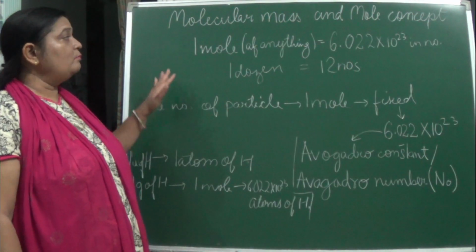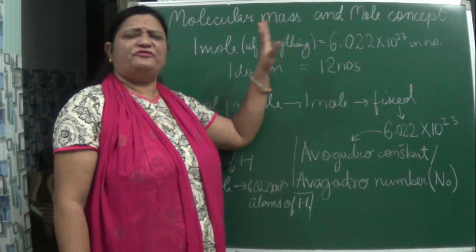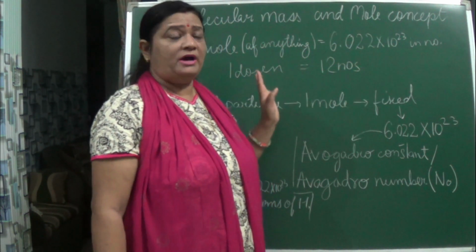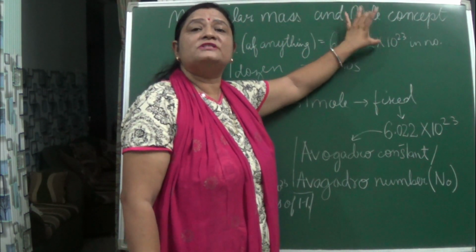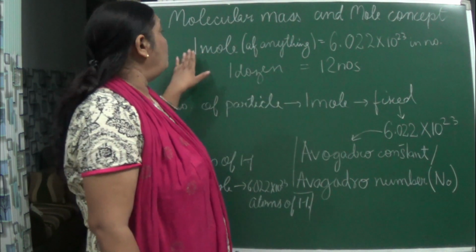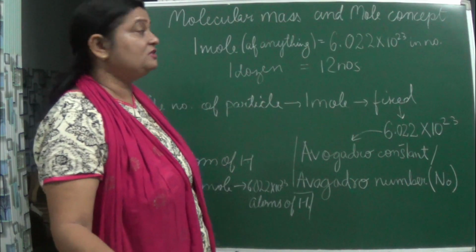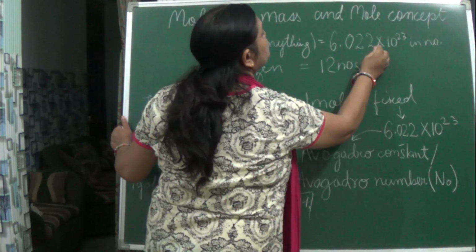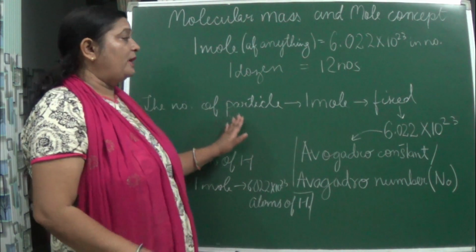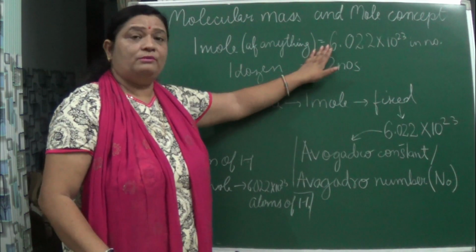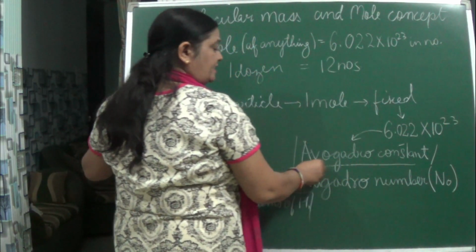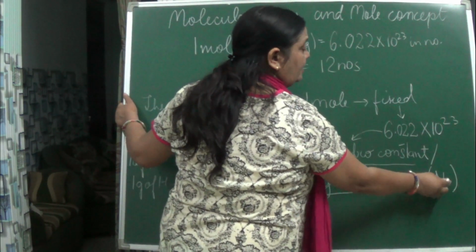And this number is the mole. So 1 mole of anything consists of a fixed number of particles, atoms, or anything you can say. That is 6.022 into 10 to the power 23. This number is fixed for 1 mole of a substance. Like if I ask you 1 dozen, how many will it consist of? 12. Similarly, 1 mole of any substance will consist of 6.022 into 10 to the power 23 particles, atoms or molecules. The number of particles in 1 mole is always fixed, and this is known as the Avogadro constant or Avogadro number, represented by N naught.